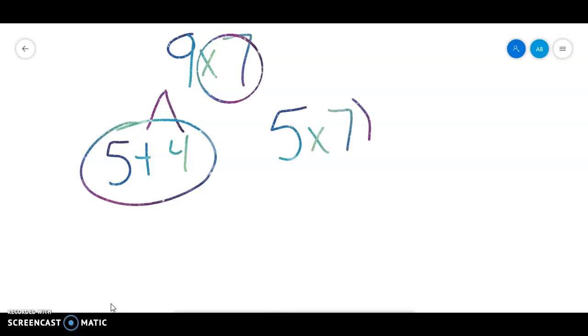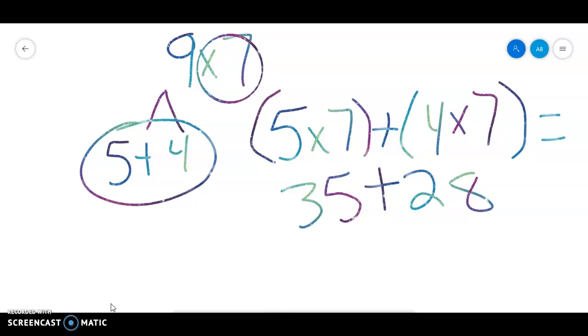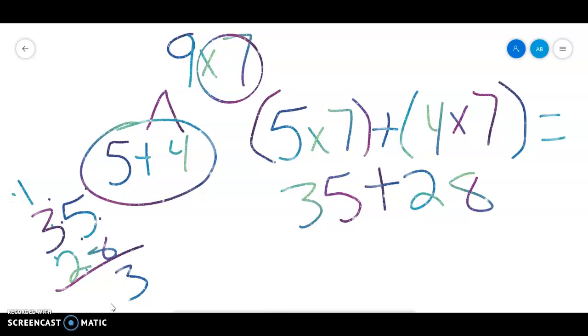5 times 7 plus 4 times 7 equals. And then I know that 5 times 7 is 35. And then I add that to 4 times 7, which I know is 28. And then I'm going to add these together. 8, 9, 10, 11, 12, 13, 3, 4, 5, 6, 63, which gives me my answer of 63. So I'm going to give everybody a minute to look at this.